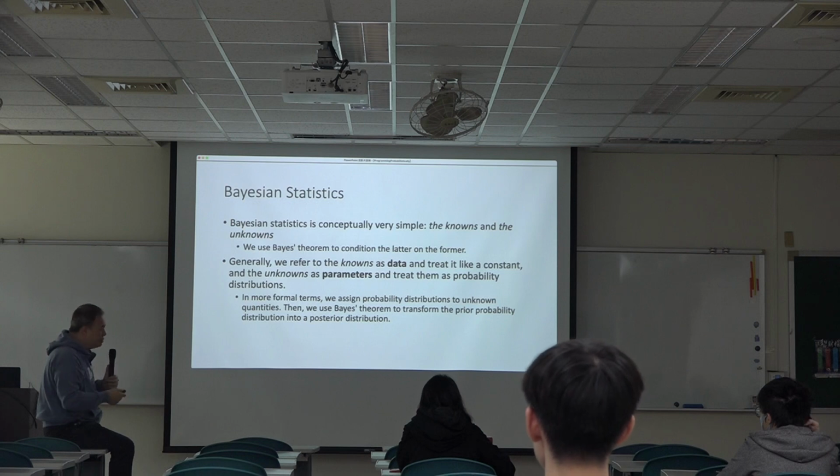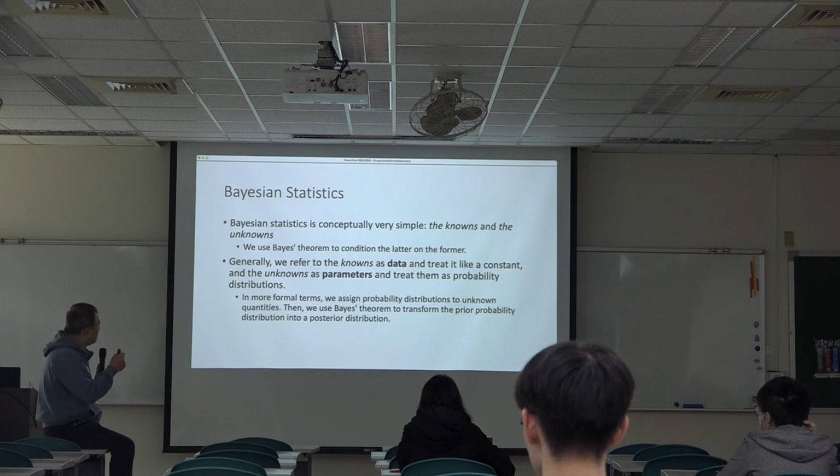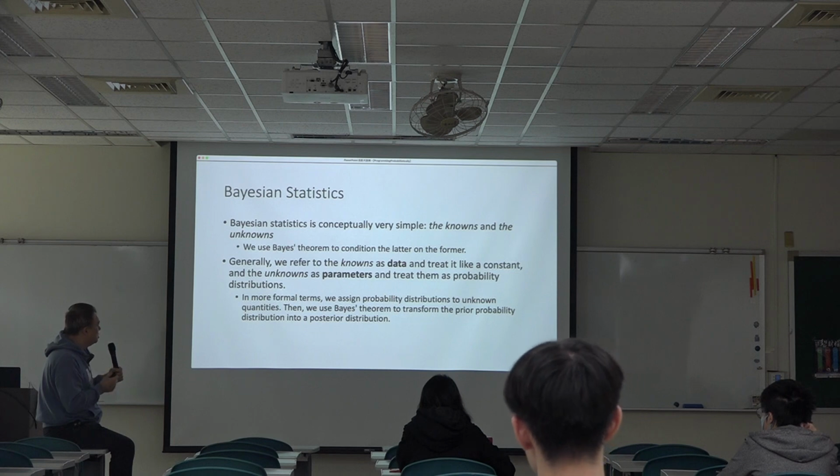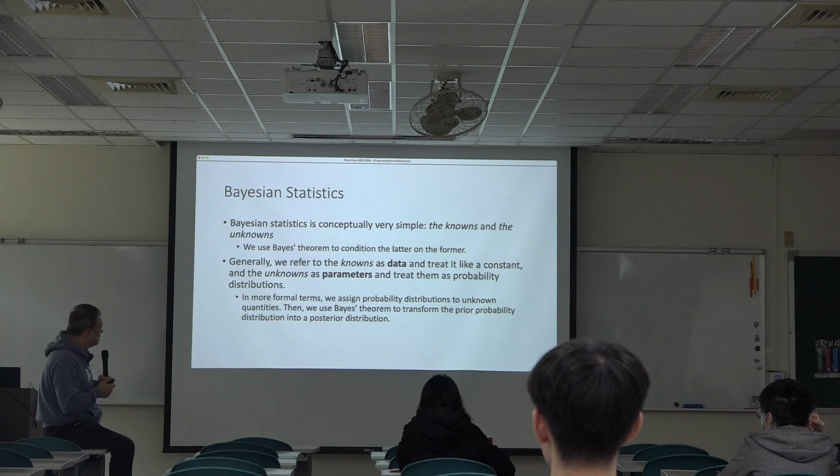Anyway, generally we refer to the knowns as data, treated like a constant, and the unknowns as parameters of your model, and treat them as probability distributions. So Bayesian inference or Bayesian data analysis is to eventually obtain the posterior distribution of these parameters, conditioned on the known, which is conditioned on the data.